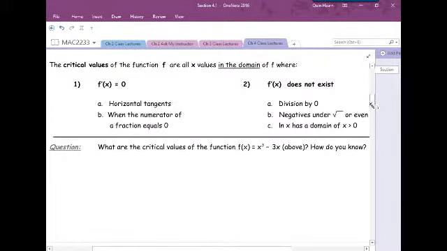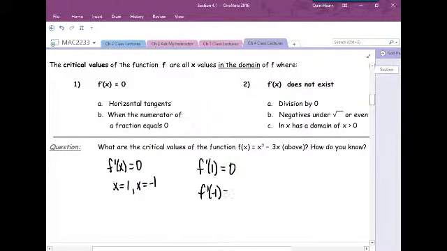Okay, so what are the critical values of the function x cubed minus 3x, the one that we worked with above, and how do you know? Well, the critical values that we observed are where we found f prime of x equals 0, which happens at x equals 1 and x equals negative 1. Another way of saying that is f prime of 1 is 0 and f prime of negative 1 is also 0. That is exactly where you have critical values.